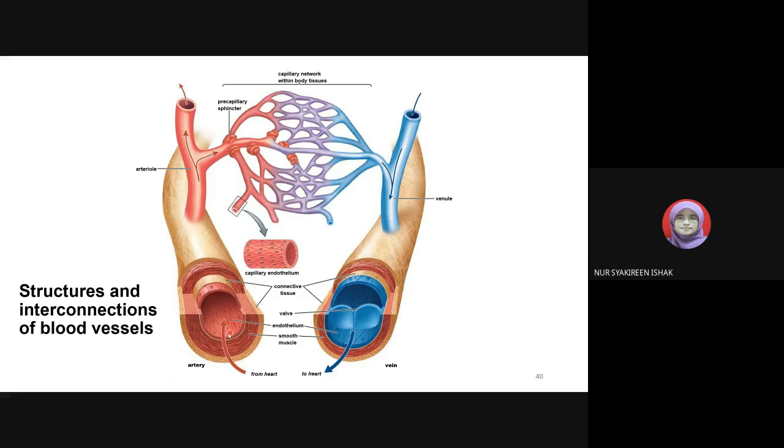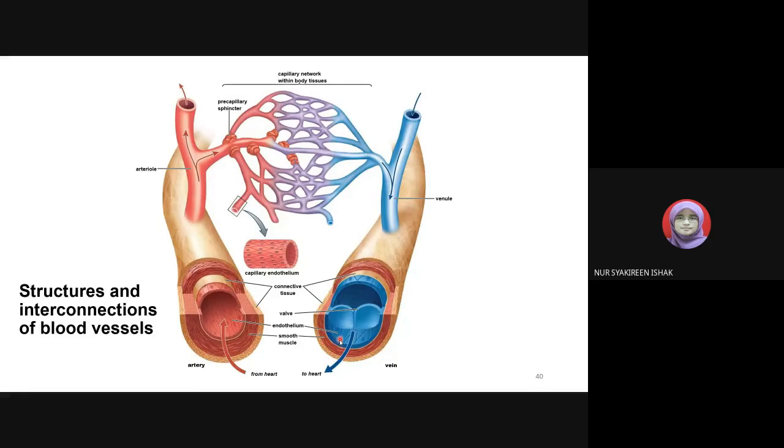Kat bahagian dalam ni ada endothelium. So nampak endothelium. Same goes to the blood capillaries. They have capillary endothelium. It's a one cell thick layer of epithelial cells. As for the vein, because they carry blood with low blood pressure, they will have valves.